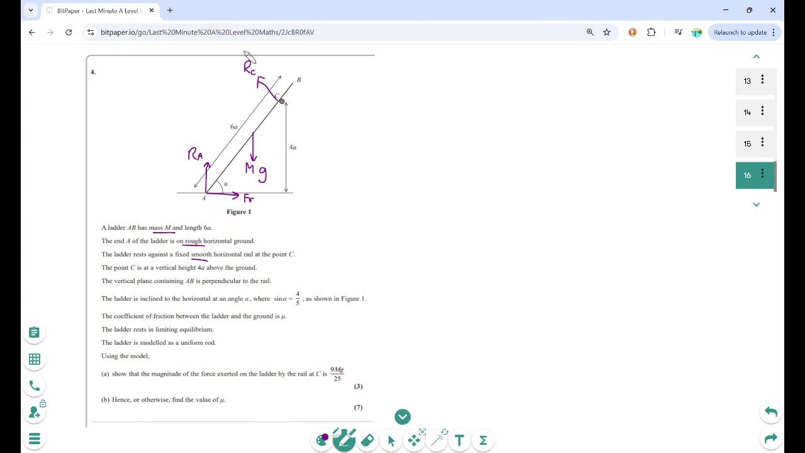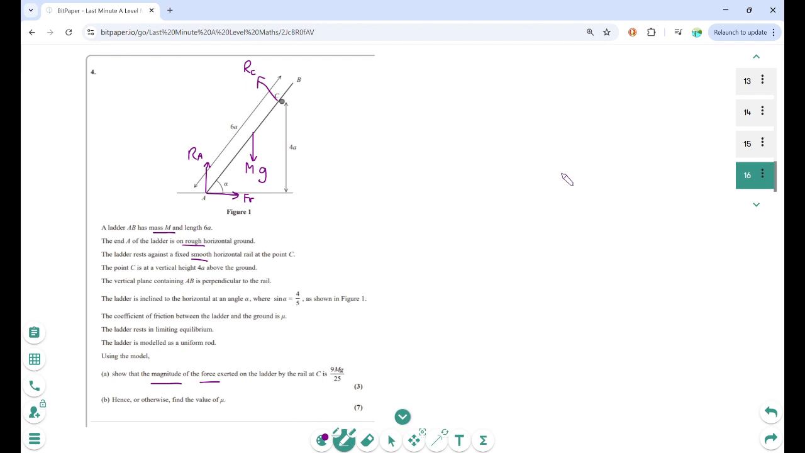When it comes to the methods for these questions, there's only two methods. It's either going to be moments about a point or resolving the forces left and right, up and down. So looking at part A, they're saying the magnitude of the force exerted on the ladder by the rail at C. So we need to find RC and show that's 9 mg. Because it's a 3-mark question, they're just asking for one of the forces.